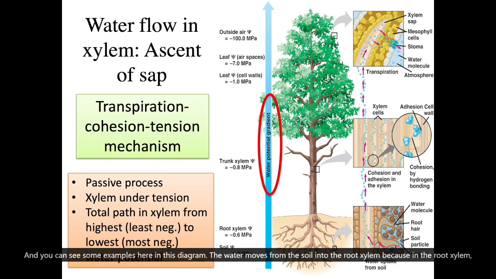The water moves from the soil into the root xylem because in the root xylem, the water potential is lower than it is in the soil. So the water moves passively into the root. At the top, the atmosphere has the lowest water potential of all, and it pulls the water up. So you should think of the water as being pulled up like ropes through the organism. It's pulled up like ropes, and the water holds together because of the cohesion component of this theory.